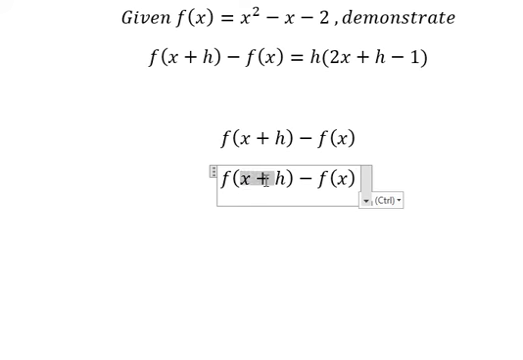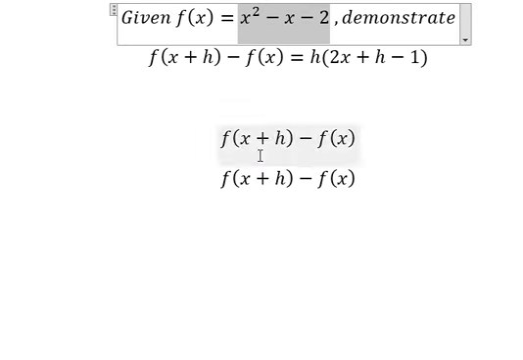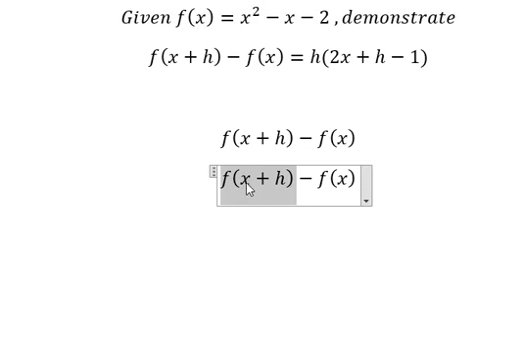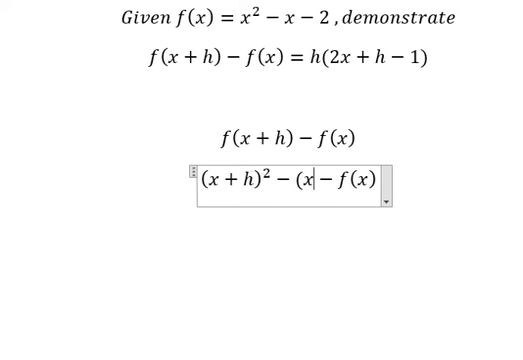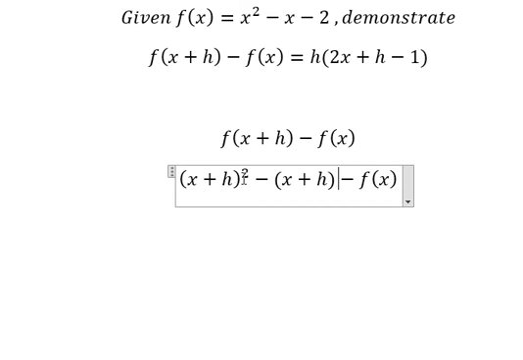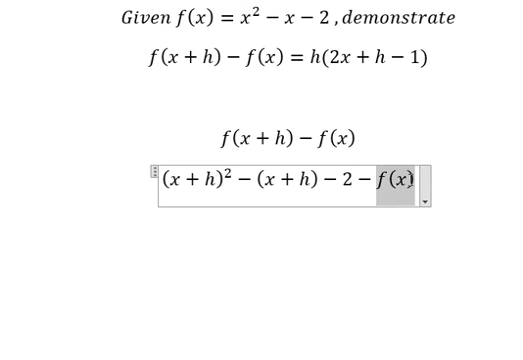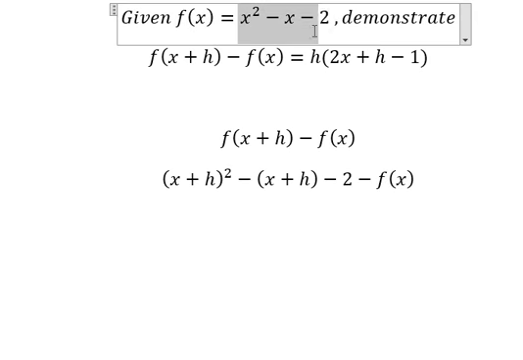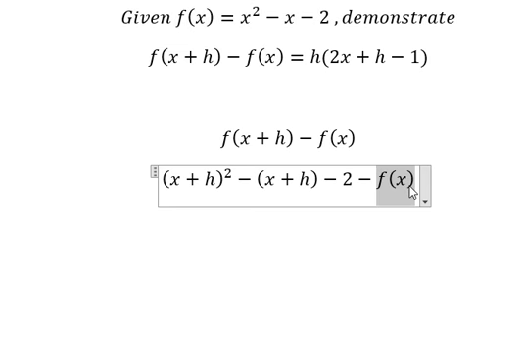We have s plus h. So we have the function in here. So in this situation, if we put s plus h, s will change to s plus h. So we have (s plus h) square minus (s plus h) minus 2, minus f of s, that's about this one. So we put this one going here.